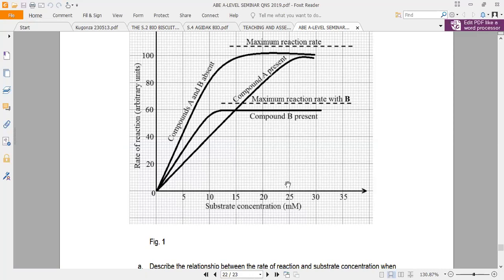Then from 27 to 30, also tell us why. You say that the rate of reaction now remains constant, almost close to the maximum rate of reaction, because high concentrations outcompete the competitive inhibitor. I will have finished explaining that point as well. So that is how we explain graphs.